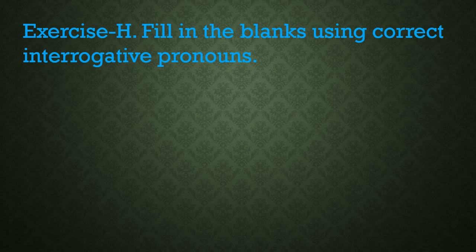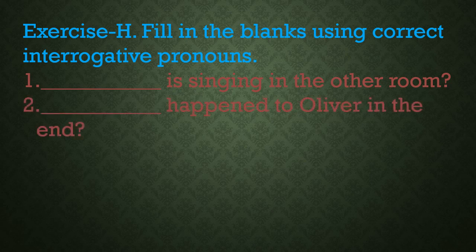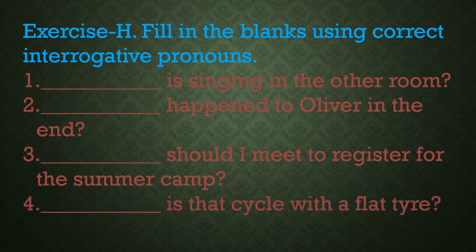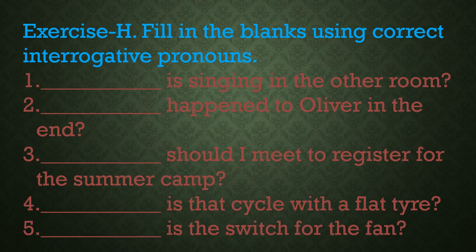Let's see what is given in this exercise. Number 1, dash is singing in the other room? Number 2, dash happened to Oliver in the end? Number 3, dash should I meet to register for the summer camp? Number 4, dash is that cycle with the flat tire? And number 5, dash is the switch for the fan? So please solve it and get ready for the correction.